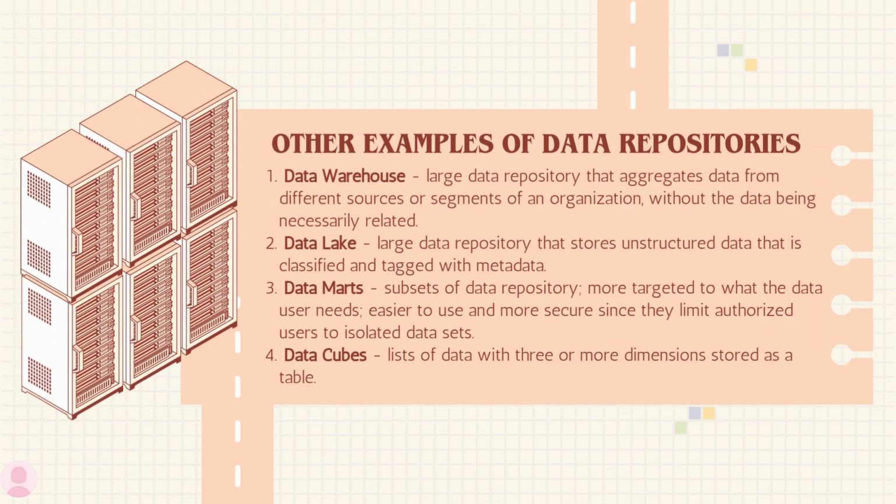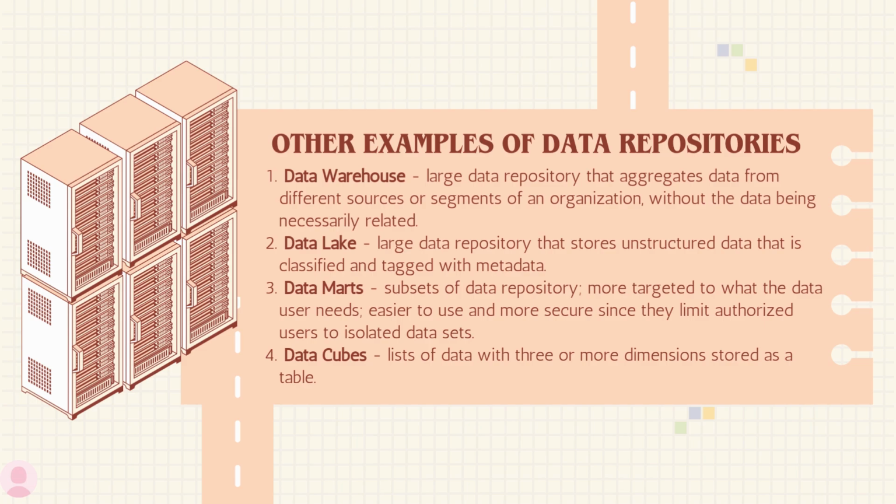Now, here we have other examples of data repositories. We have four: data warehouse, data lake, data marts, and data cubes. So, data warehouses are large data repositories that aggregate data from different sources or segments of an organization without the data being necessarily related. Number two, we have data lake. So, these are large data repositories that store unstructured data that is classified and tagged with metadata.